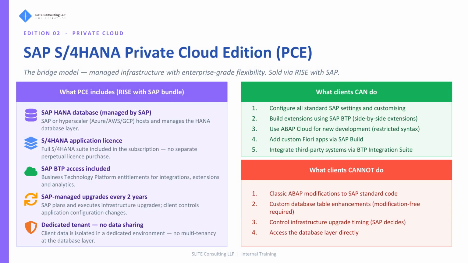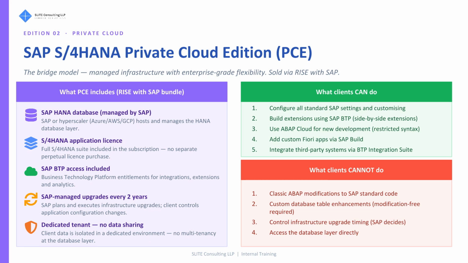SAP S/4HANA Cloud Private Edition, sometimes called the single-tenant cloud, sits between public cloud and on-premises. Each customer gets their own dedicated cloud environment, hosted by SAP or a hyperscaler partner, but managed by SAP's operations team. It is sold via RISE with SAP. Private Edition allows significantly more flexibility than public cloud. Customers can use the full SPRO for configuration, build custom ABAP code where needed, and control their own upgrade schedule, though SAP still manages the infrastructure. It is closest to the on-premise experience, but without the customer's IT team having to run the servers.